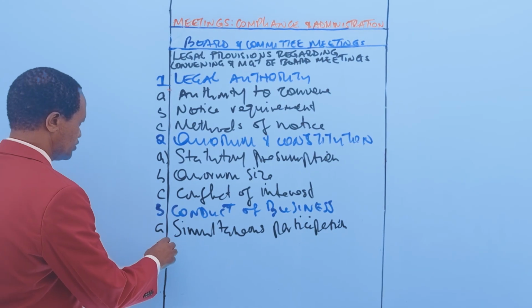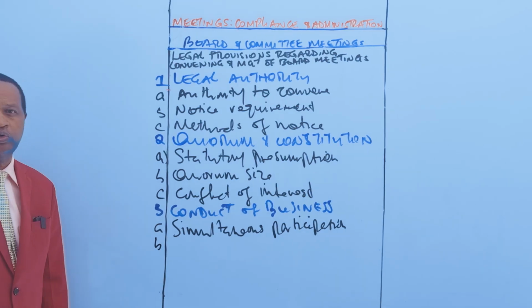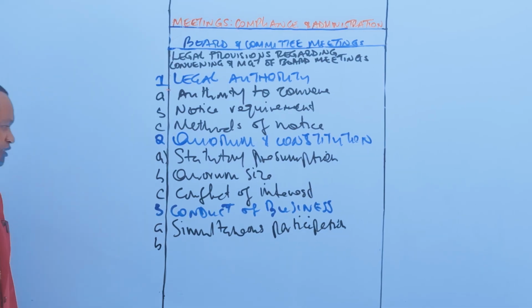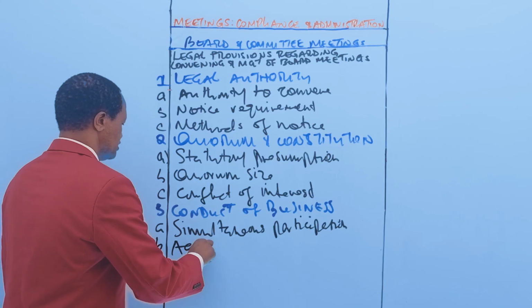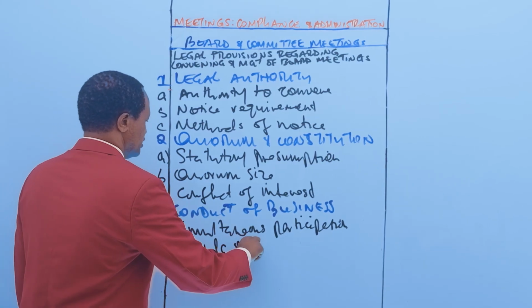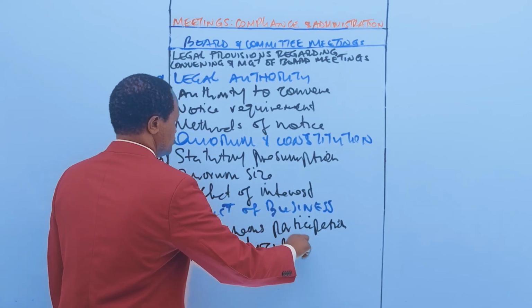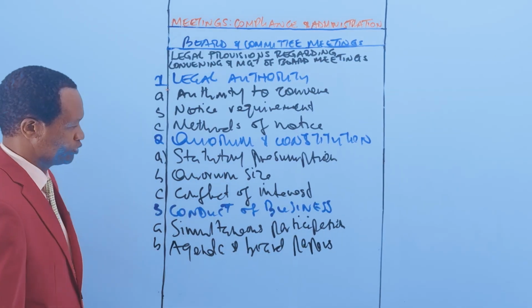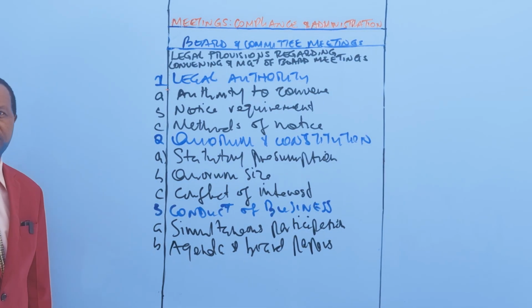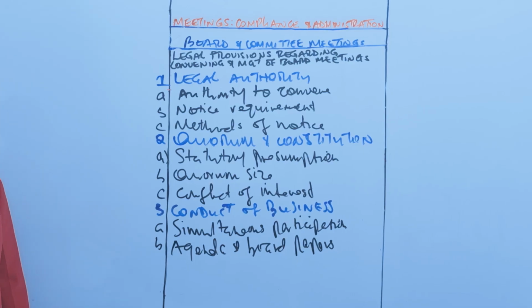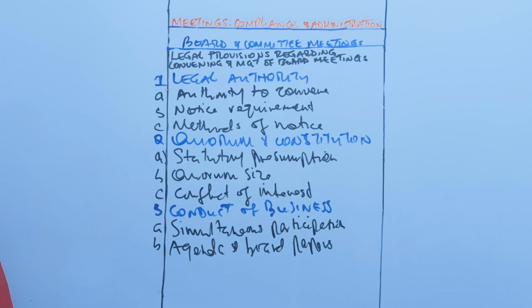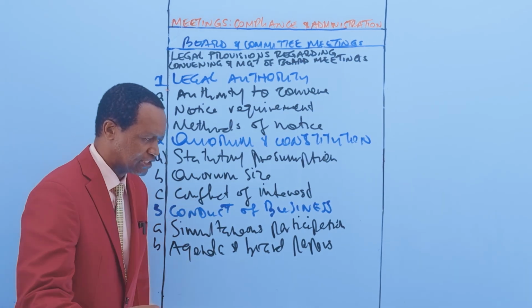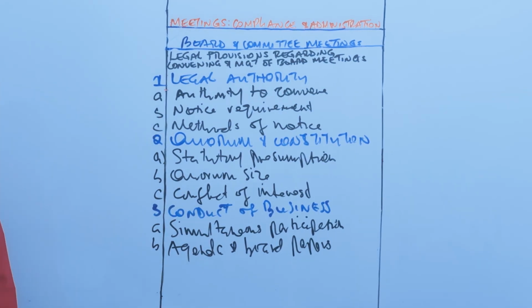Moving on, under conduct of business, number 2, there is what we call agenda and board papers. The meeting has to be conducted according to the agenda, to ensure informed decision making, a key fiduciary duty. Informed decision making is a fiduciary duty.